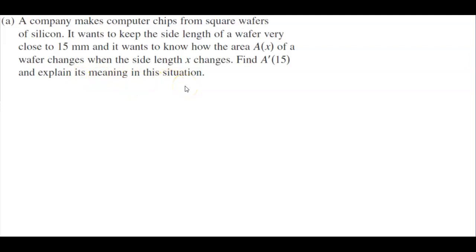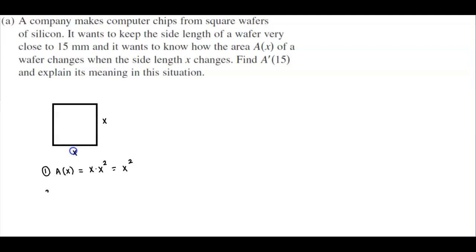So the first thing we're going to do is create a square. Okay, so here's our square, right? And we know that if this side is x, then this side is x. So the area A of x, meaning the area of this, is equal to x times x, which is x squared.